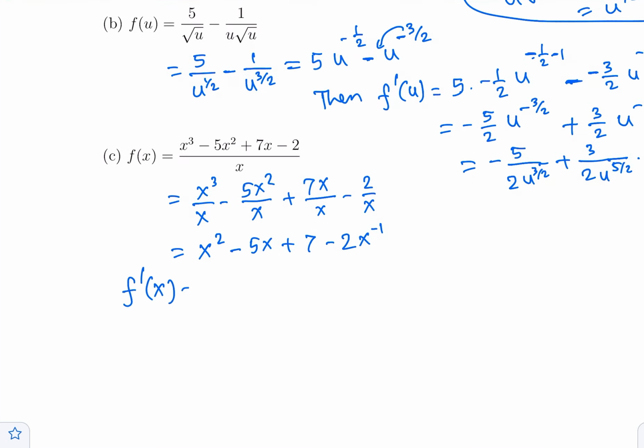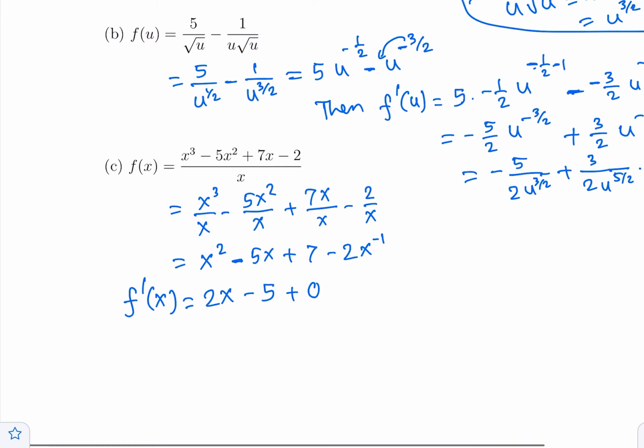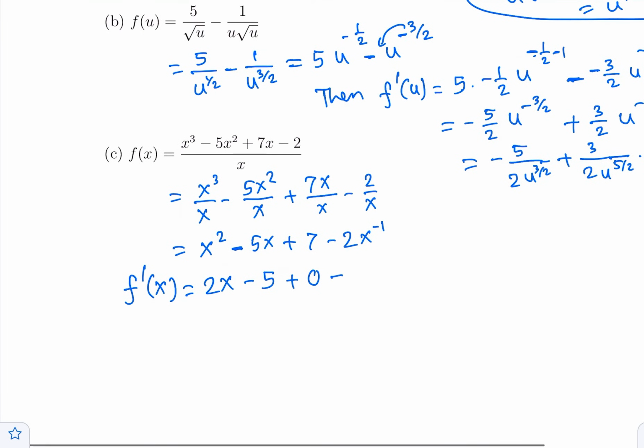Then the derivative is now, we got 4 terms. So the derivative of x squared is 2x to the 2 minus 1, which is 1. Don't have to write it. Minus the derivative of 5x is just 5. We know that the derivative of a constant times x is just the constant. Plus the derivative of 7 is 0. When a constant is alone, the derivative is 0. Minus 2 is a constant multiple, so 2 survives.